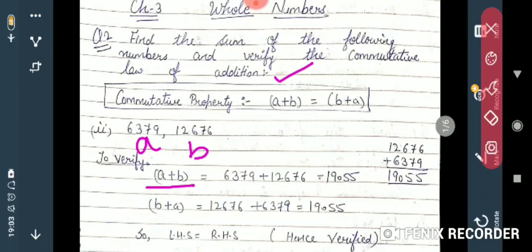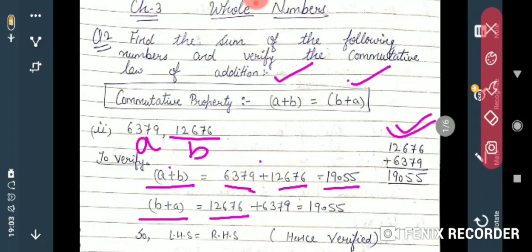So first what we will find? LHS, that is A plus B. So the value of A is 6379 plus the value of B is 12676. Similarly, we can add this. What we will get? 19,055. Then what we will do? We will solve this RHS, that is B plus A. What is the value of B? 12,676 plus what? A. What is the value of A? 6,379. What answer we will get? 19,055. Just see, both LHS and RHS, the answers are same. So we have verified the commutative property.